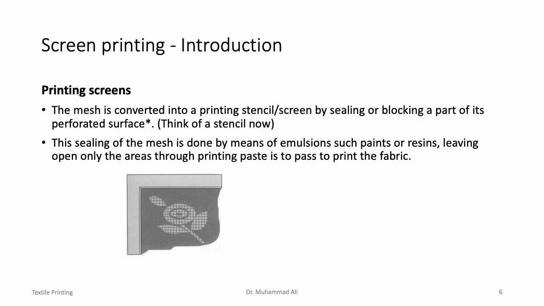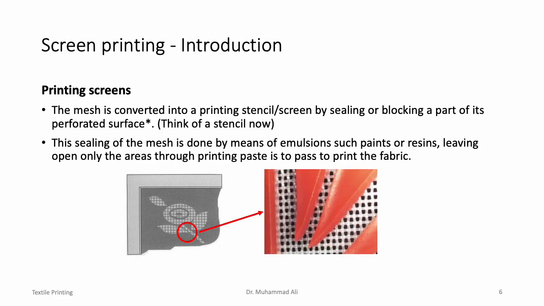So if you look at this image, it's a flat screen and if you take a closer look, you can see that a certain part of the mesh is open. This sort of perforated sheet that you see in the background is actually the mesh, and this red coating that you see is the emulsion. The emulsion is applied in a particular pattern, and of course that pattern is according to what we want to print.